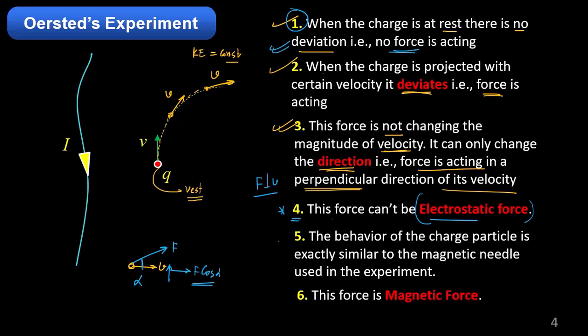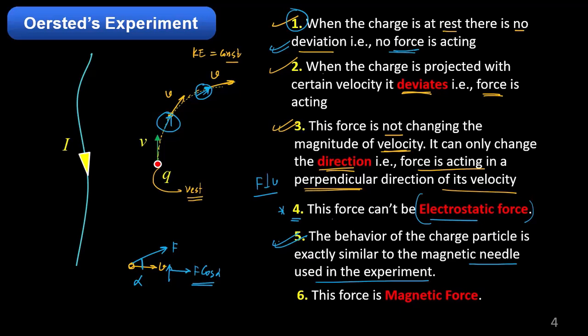Now, the last one is that the behavior of the charged particle is exactly similar to the magnetic needle used in the experiment. So what is the behavior? If the particle is projected and the particle is bending like this, a deviation, and I place a magnetic needle in this particular path, the magnetic needle will also show the direction in which the particle will bend. So this is the compass needle. The compass needle also exactly shows the same direction in which the particle will bend.